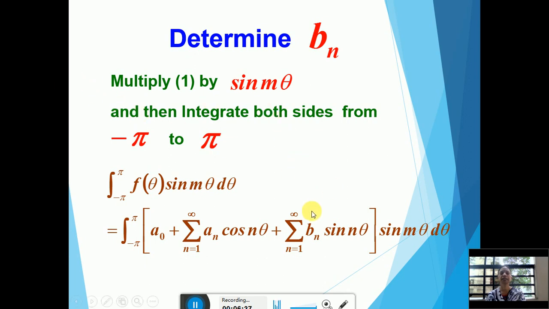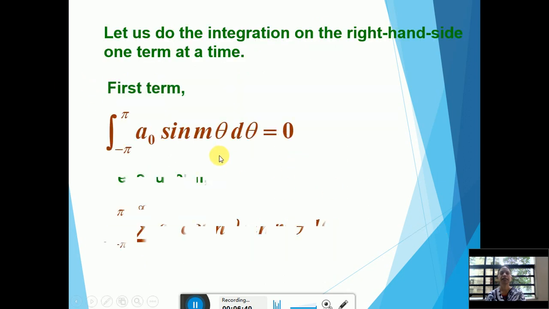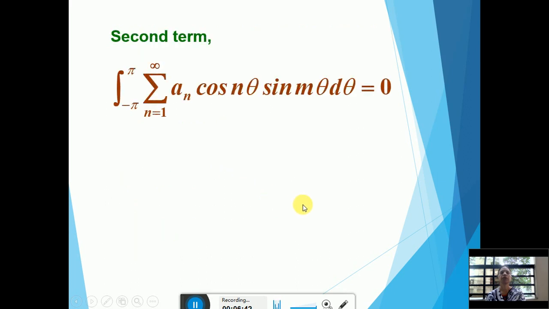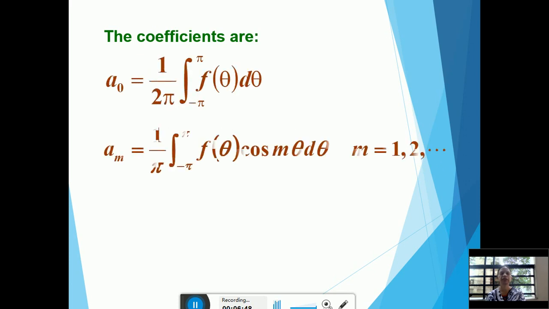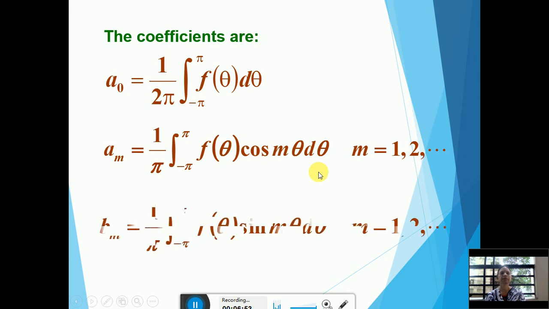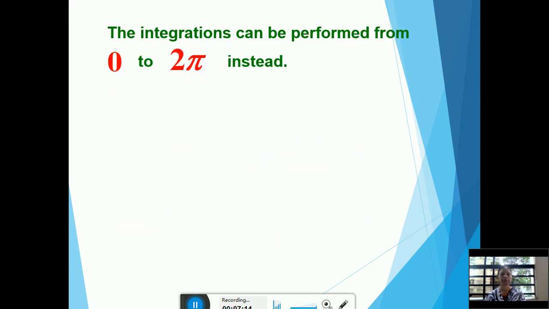So to determine this, once again, this is 0. Second term is 0. This is 0. bn pi. Therefore, the coefficients are a0 is given by this, am is given by this, bm is, if you remember this, this is enough. How do you calculate a0? How do you calculate am? Whatever be the given function, multiply with cos m theta d theta and integrate between the limits minus pi to pi. To determine bm, the given function is multiplied with sin m theta and again integrate between the limits.